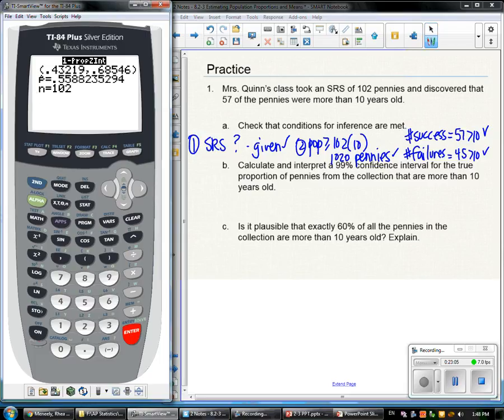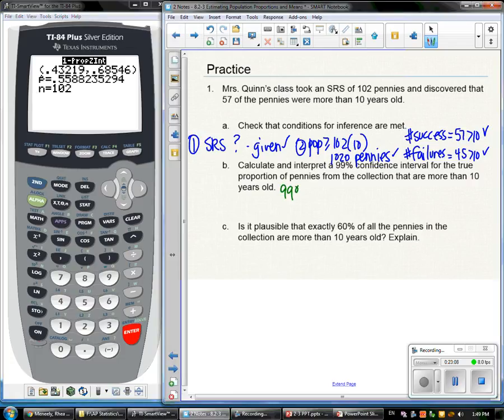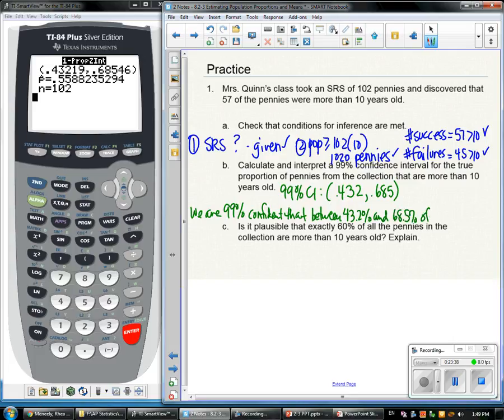And so we've got our interval itself. Make sure you include the confidence level. So we have a 99% confidence interval that goes from 0.432 to 0.685. And so if we're asked to interpret that, we can say we are 99% confident that between 43.2% and 68.5% of all pennies are more than 10 years old.